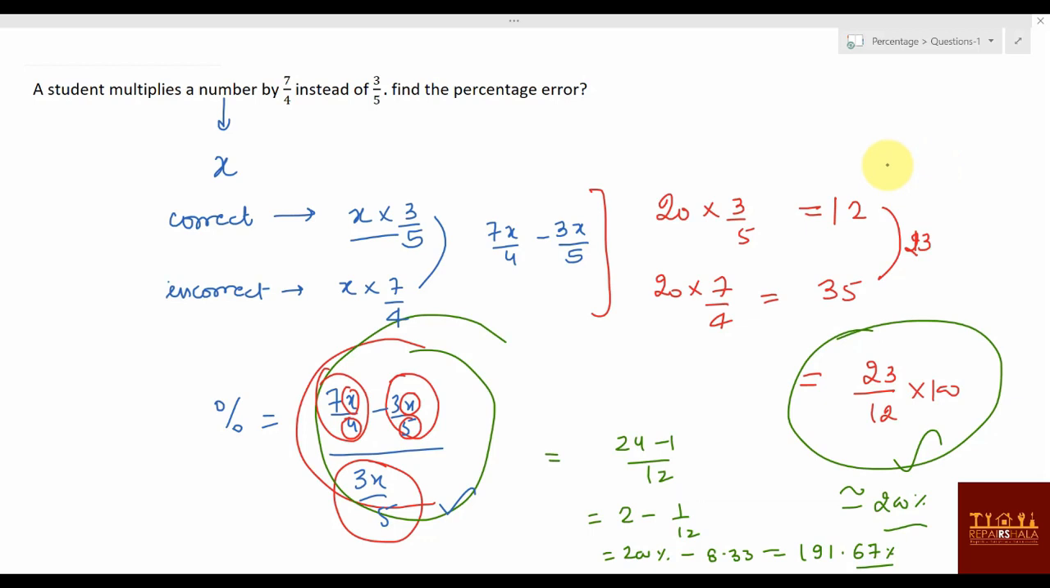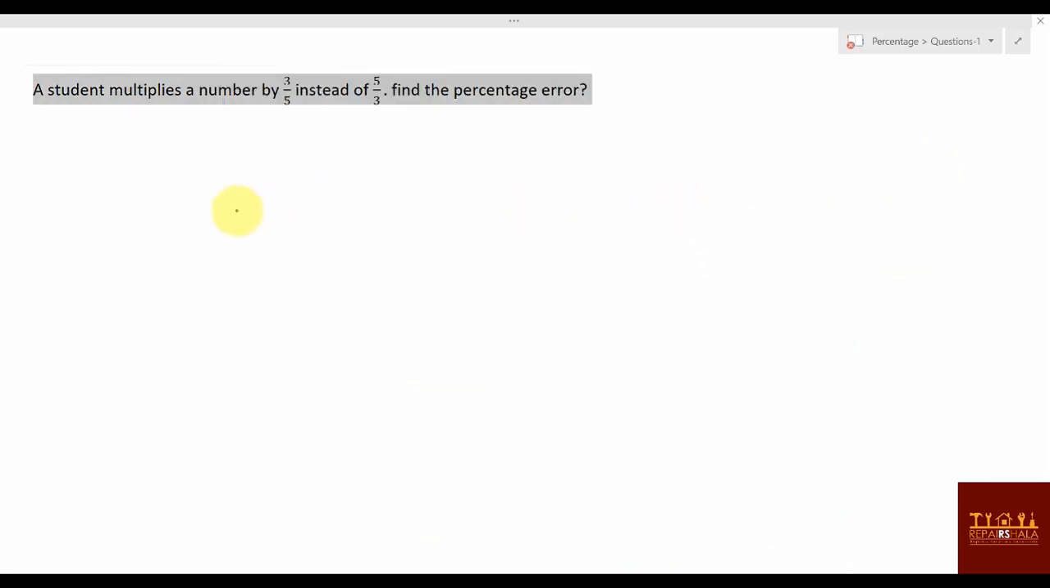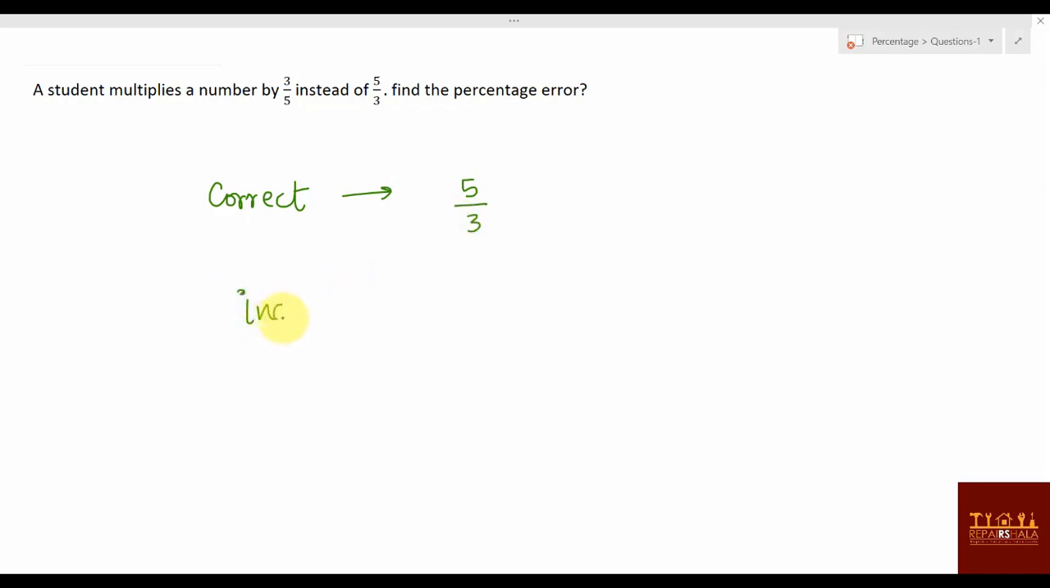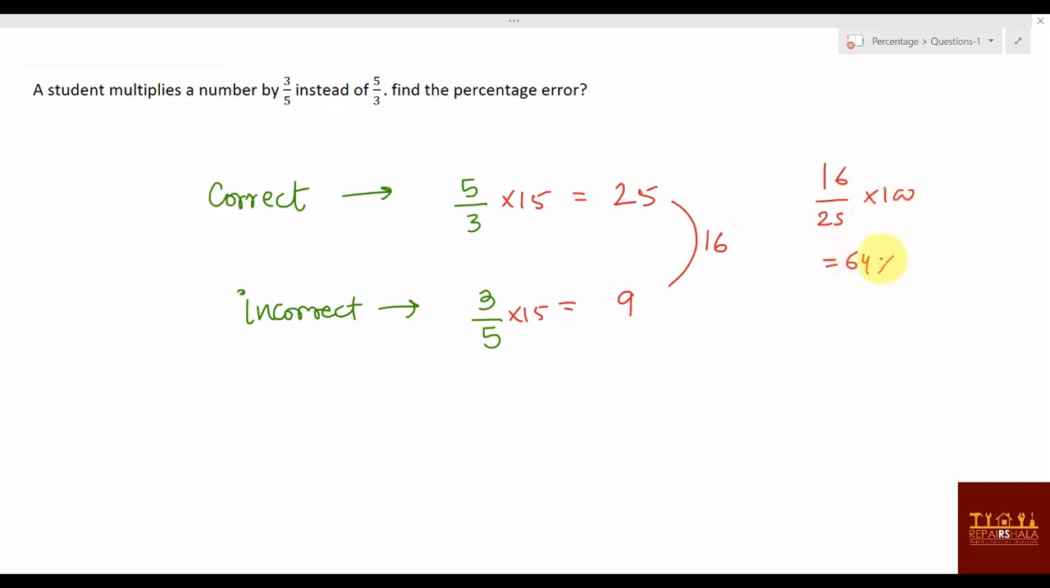Now if you understood this one, try to solve this. Correct value is 5 by 3. Incorrect value is 3 by 5. What you have to do is multiply with the LCM of 3 and 5. How much? 15. So this will become 25 and this is 9. How much change? 16. Percentage error is 16 by correct value into 100. That is 64% error.